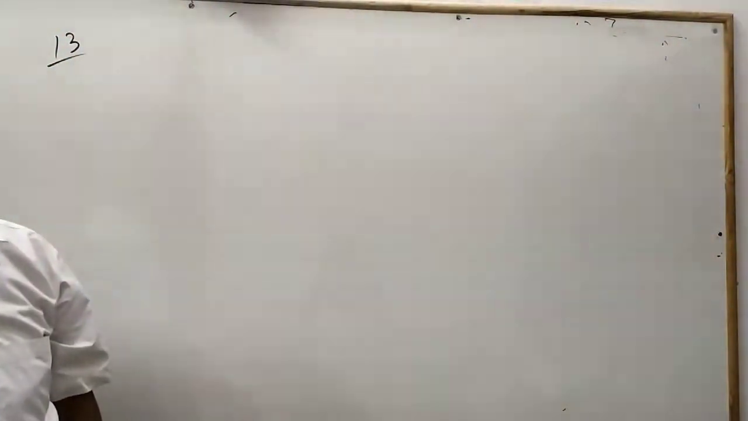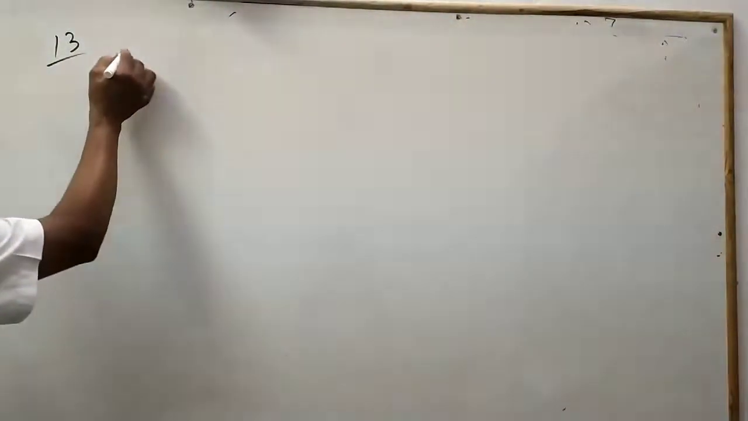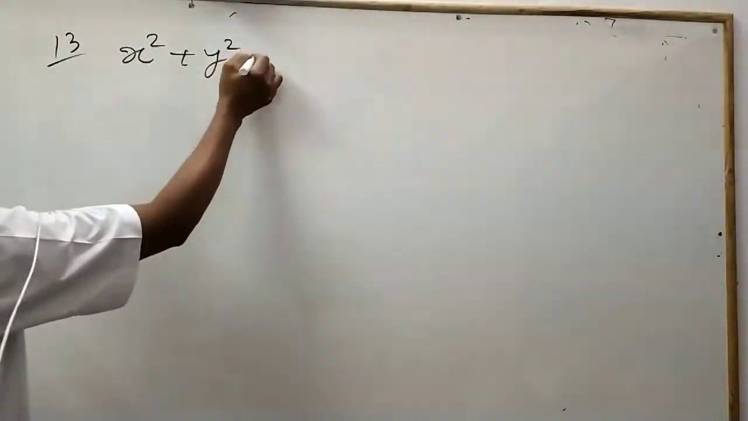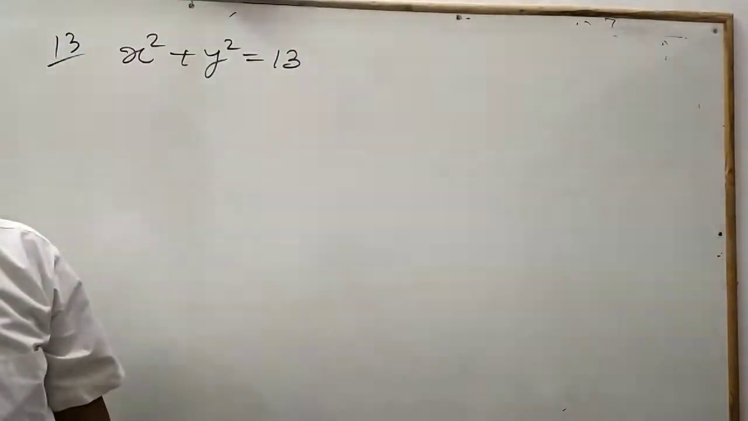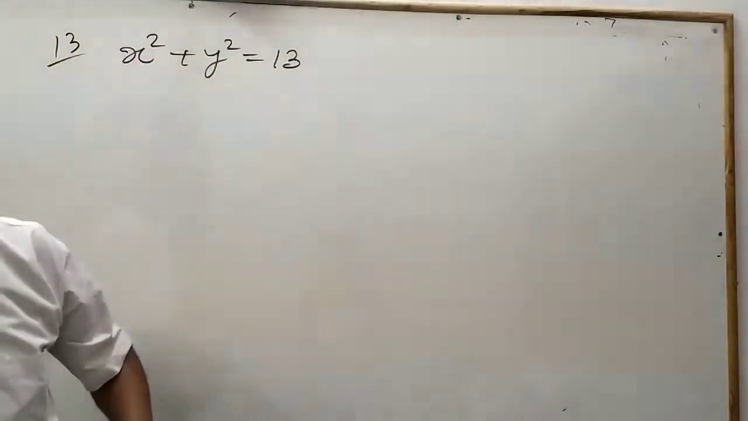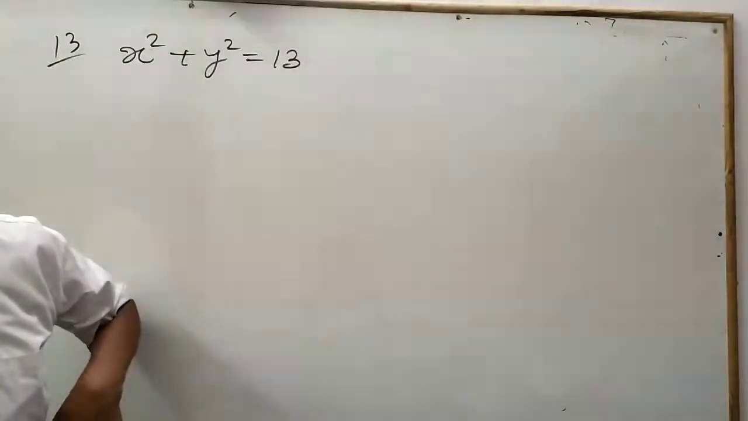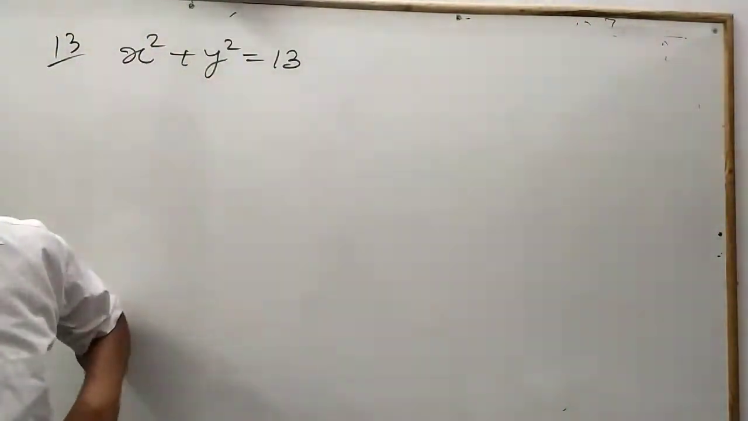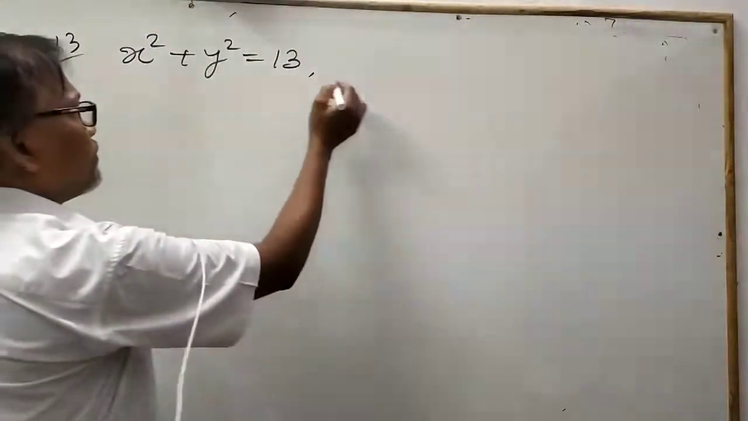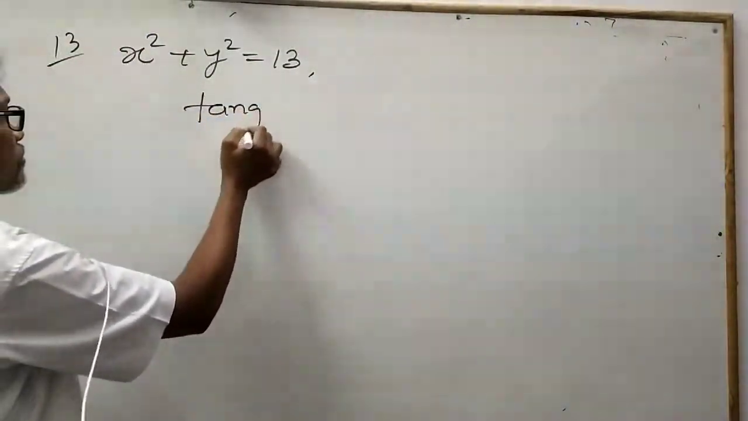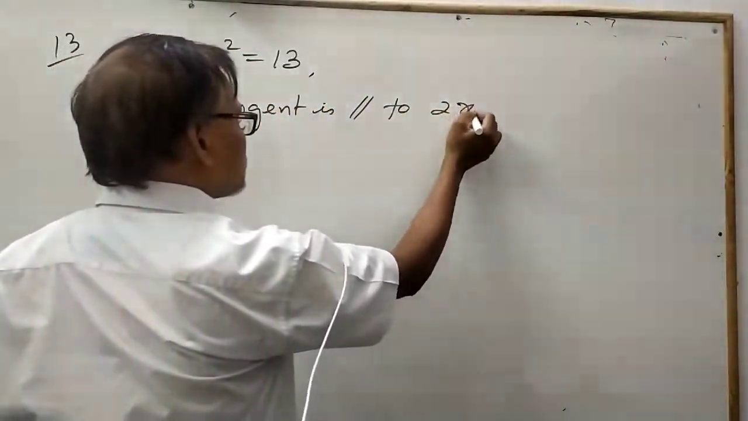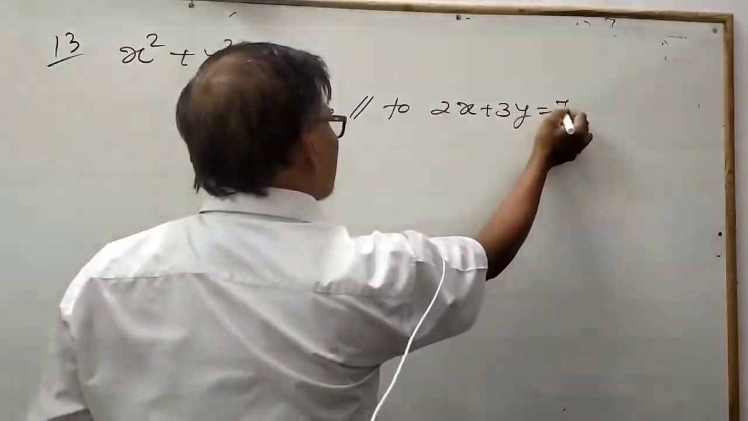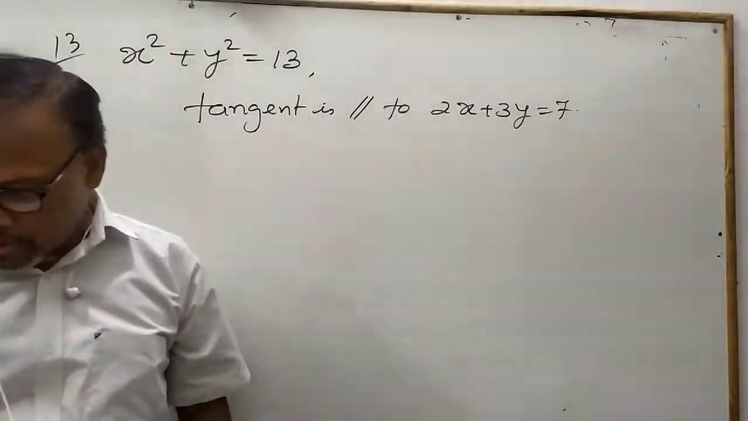It is given, find the points on the curve x square plus, again similar, at which each one of the tangent lines is parallel to the line 2x plus 3y is equal to 7. You can understand the question.